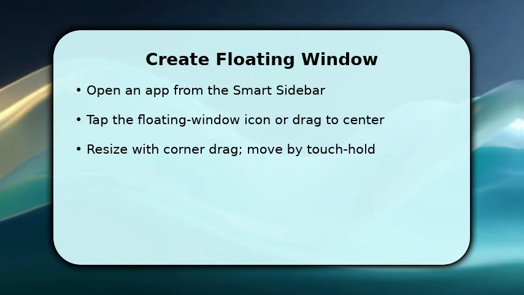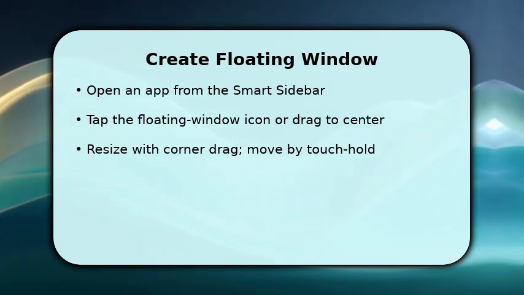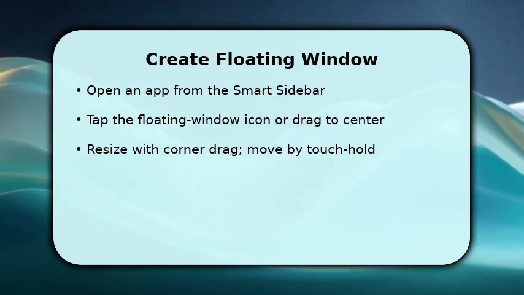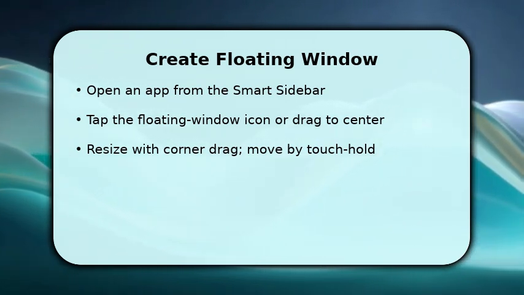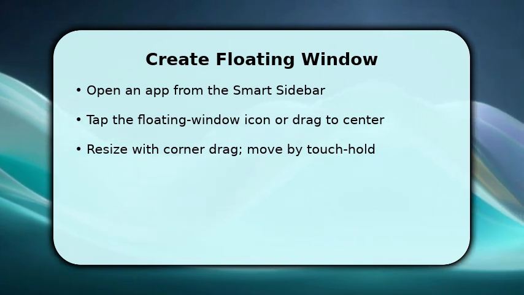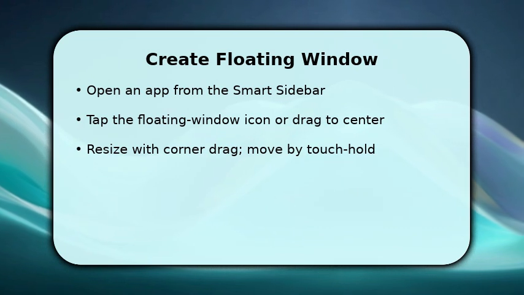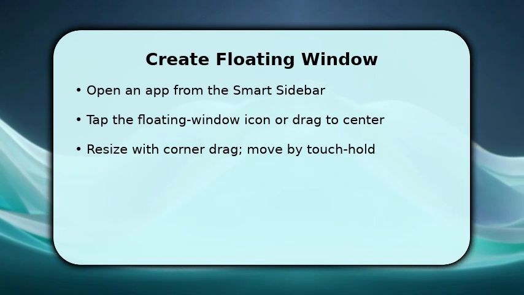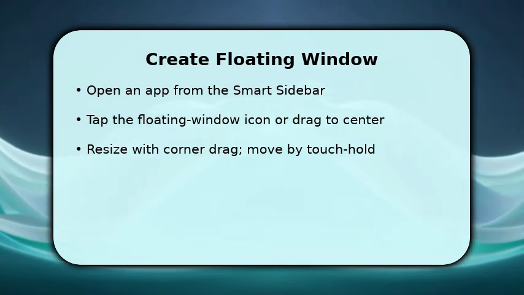You'll see a small window icon or a drag handle. Tap that icon to convert the full screen app into a floating window, or drag the app's thumbnail toward the screen center and release to float. Make sure to resize by dragging the corner and reposition by long pressing the title bar. This lets you run two activities side by side while maintaining touch access to the background app.